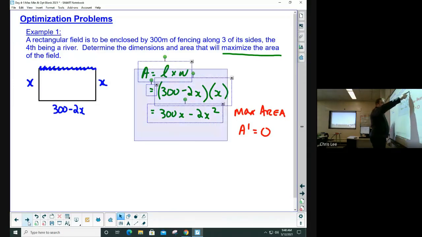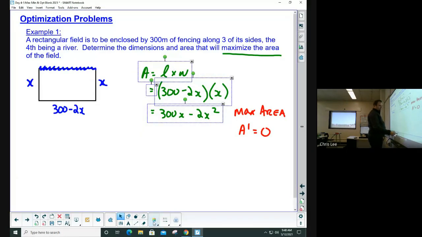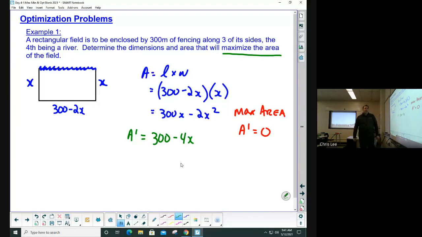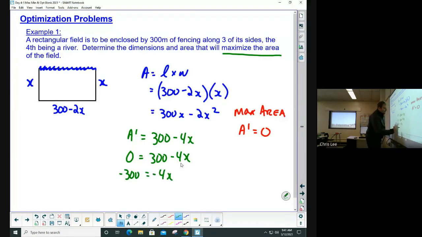So I'm actually going to put all this in blue. I haven't done the calculus yet, but I can do A prime as the derivative of area and say, okay, 300x, the derivative of 300x is just 300, minus 4x. And I know the max will occur when this is equal to 0. A little bit of algebra. 300 divided by 4 is 75. So my maximum is going to occur when the width is 75.